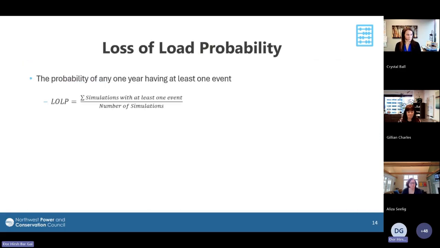A little bit more mathy, and I promise the more accurate definition of loss of load probability is the probability of 1 year having at least one event. I know before it was the expected, but technically speaking, it is the probability of any 1 year having at least one event. We sum all the simulations that have at least one event, and we divide by the number of simulations, and that gives us a percentage.